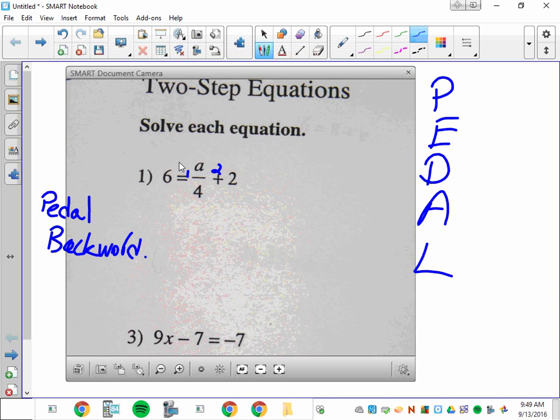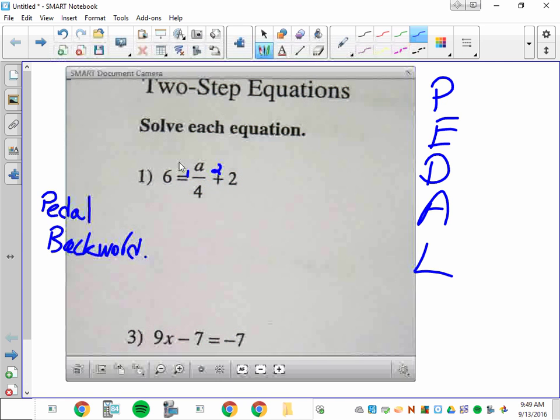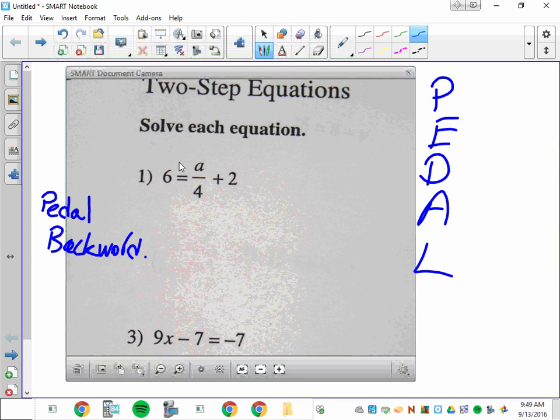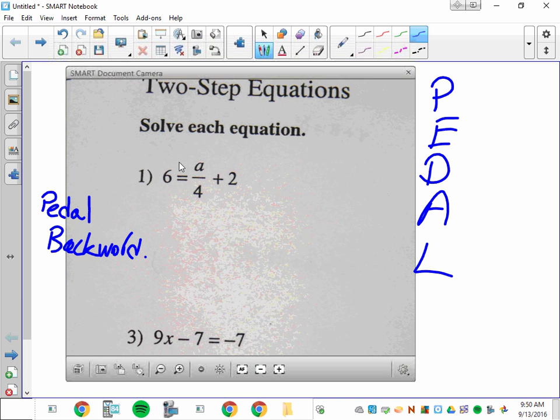So, when you look at A, the first thing that happens to A is divide 4. The second thing that happens to A is plus 2. When we solve for A, we're going to get rid of the last operation first, and then get rid of the first operation. So you probably already knew that in your head. If I asked you to solve for A, you would have said subtract 2. Why would you subtract 2 first? And you wouldn't have been able to tell me. The reason you subtract 2 first is that's the last thing that happens to the letter A.